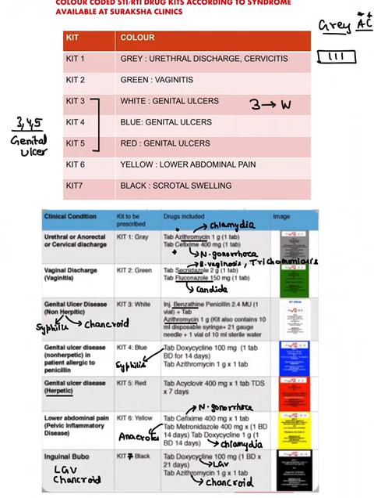Why do we give azithromycin? Because it acts against chlamydia, and cefixime for Neisseria gonorrhoeae. So it's done. Azithromycin 1 gram tablet and cefixime 400 mg 1 tablet. Start. Okay, done. Now coming on to kit 2.